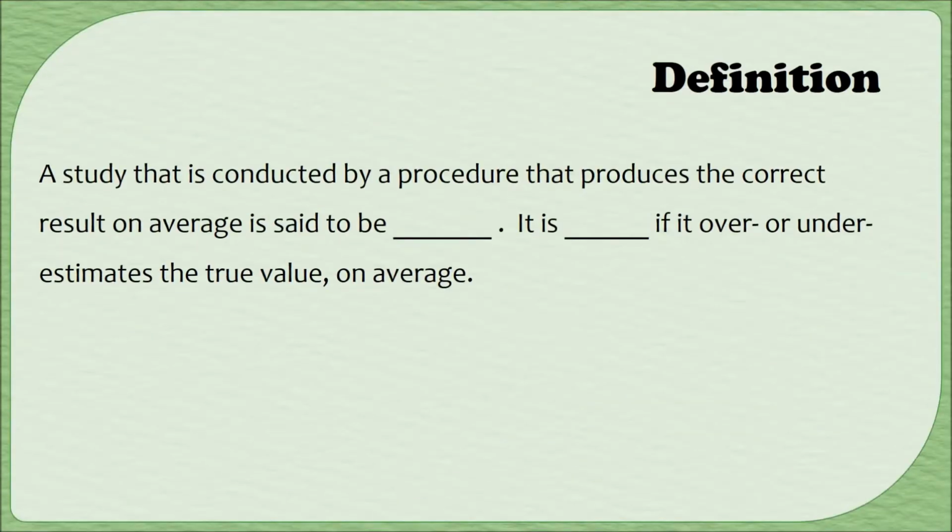Okay, so if we're going to talk about different kinds of bias, we should probably know what that means, right? So a study that is conducted by a procedure that produces the correct result on average is said to be unbiased. It is biased if it over or underestimates the true value on average. So what that means is if you do a study many times and generally it produces correct results, then it's an unbiased study. However, if you conduct the study many times and it results in things that are off the charts, they're way too big, or that it underestimates values or it overestimates values, then that is a biased study.